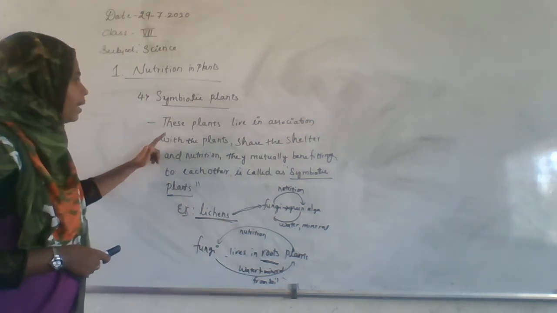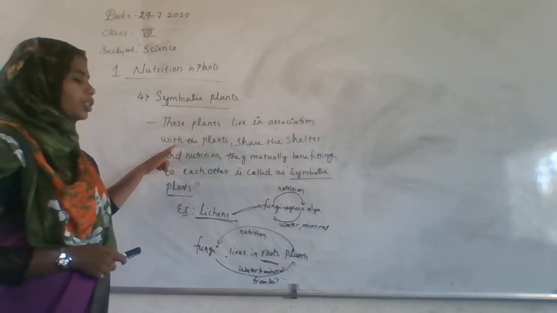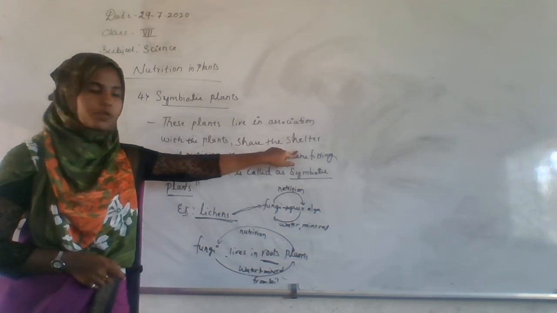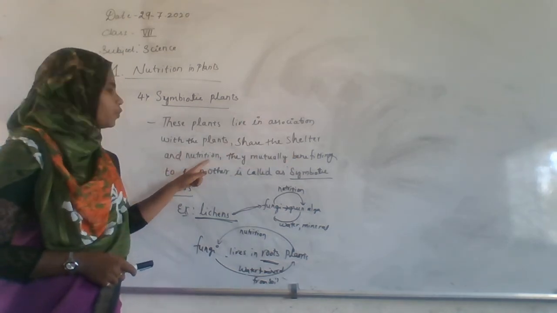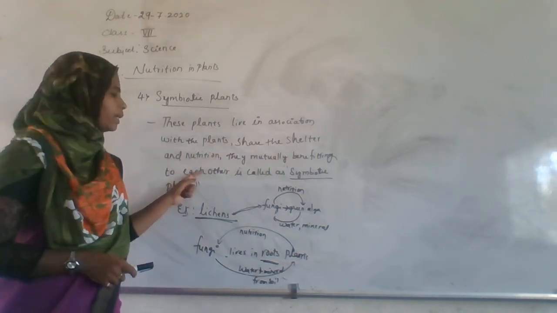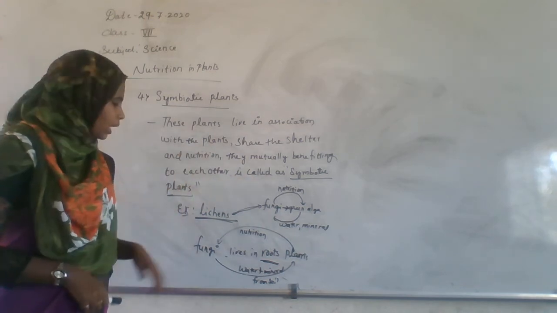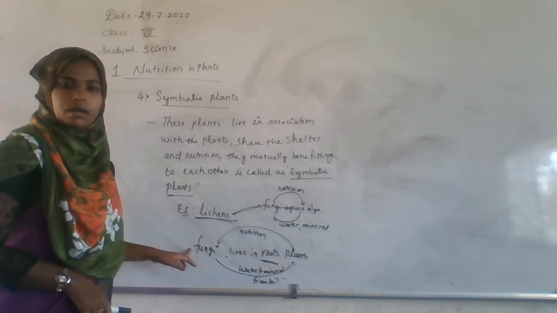Here the symbiotic plants, these plants live in association with the plants, share shelter and nutrition, and they mutually benefit each other. It's called symbiotic plants. And here the examples are lichens and one more is fungi.